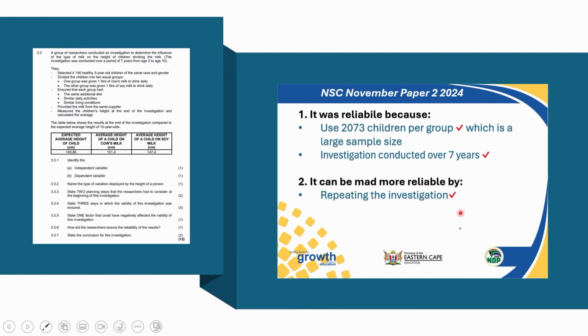When you say repeating the investigation, there is no more specific way that you can say it. You can say to do it again in another country, to do it again with a new sample of children, to do it again with a different age group. But it is just repeating the investigation. Hopefully you've got that down pat. Now we're going to do validity and we're not going to mix the two up. So let's look at the next 2 questions.